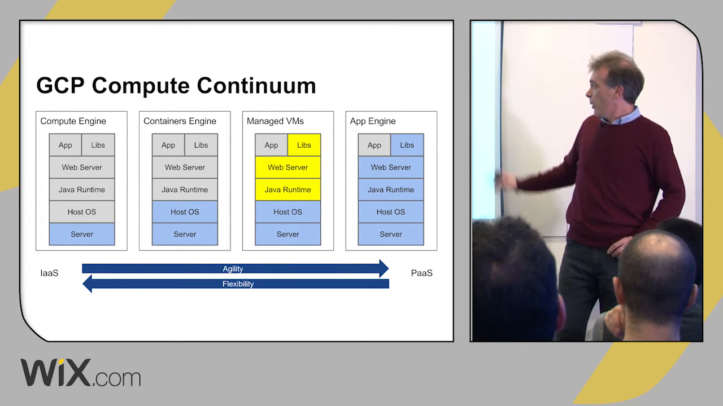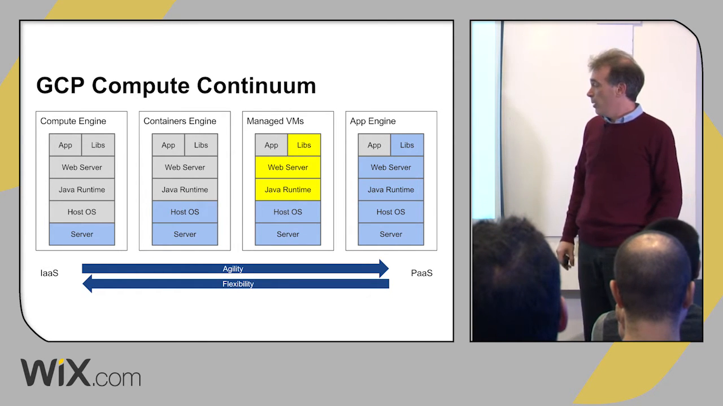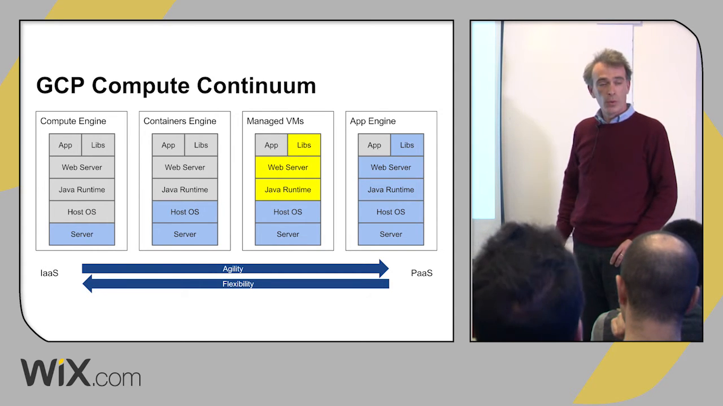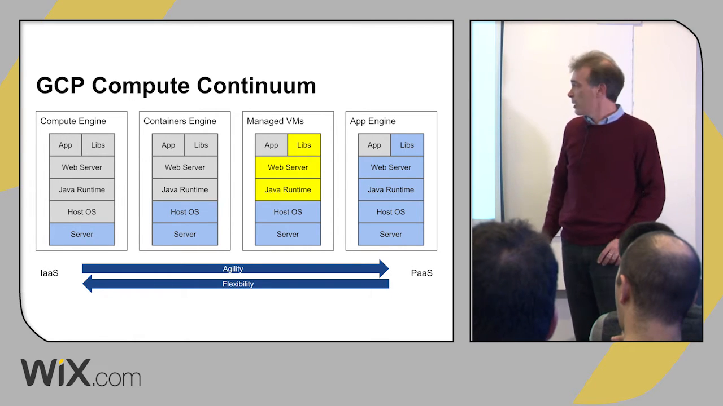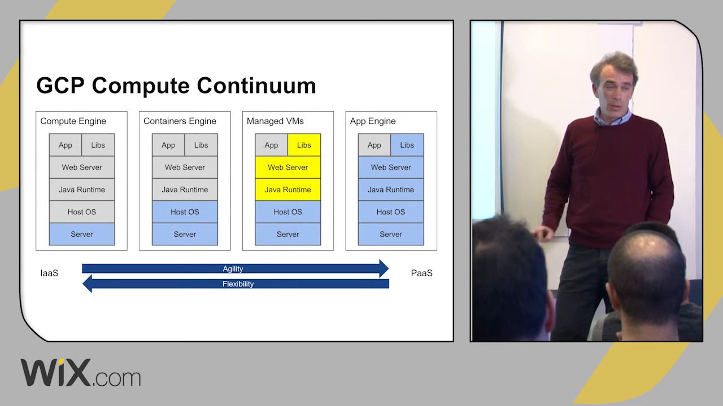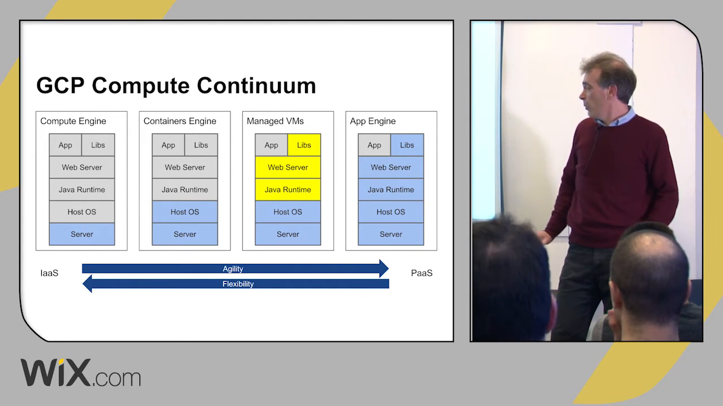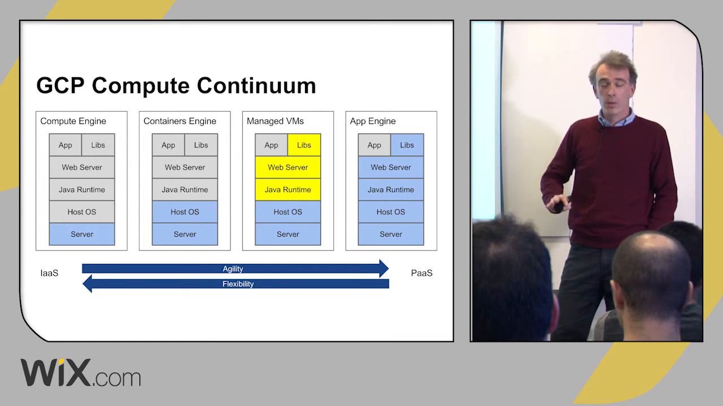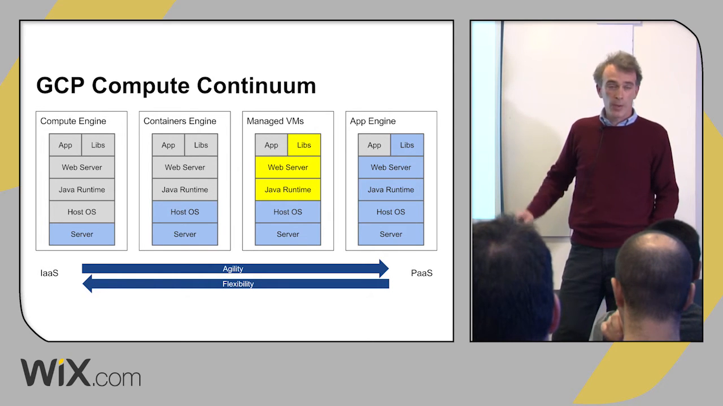On the other side, App Engine will provide us everything, excluding our application. We don't have to install patches on the operating system. We don't have to upgrade the Java runtime. We don't have to upgrade the web server. Less work, less flexibility. We cannot decide when to move to Java 8. It depends on the platform. When Google decides to move to Java 8, we will have the possibility to use it.